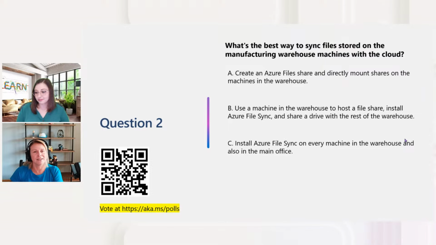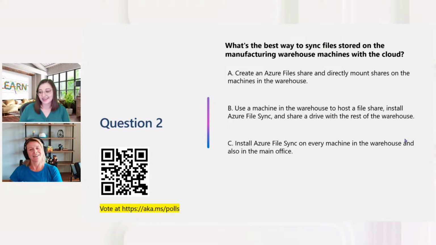I would think, let's see, create an Azure file share and directly mount. Or use a machine in the warehouse to host a file share and install Azure File Sync. Yeah, I would personally say B. It might be a bit easier to handle instead of installing on every single machine. If it was in the cloud, you would probably just handle it through templates and it would be easier even if it was on every machine. But because it's on premises, it's a lot of maintenance, a lot of work. So we might want to go with an easier configuration.